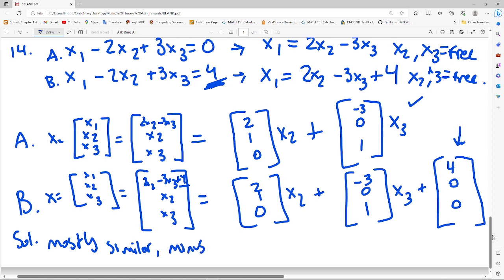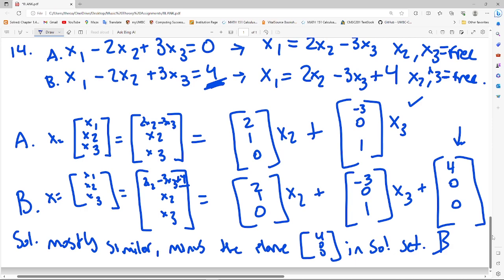Minus the plane in solution set B. And that's going to be the answer to that one.